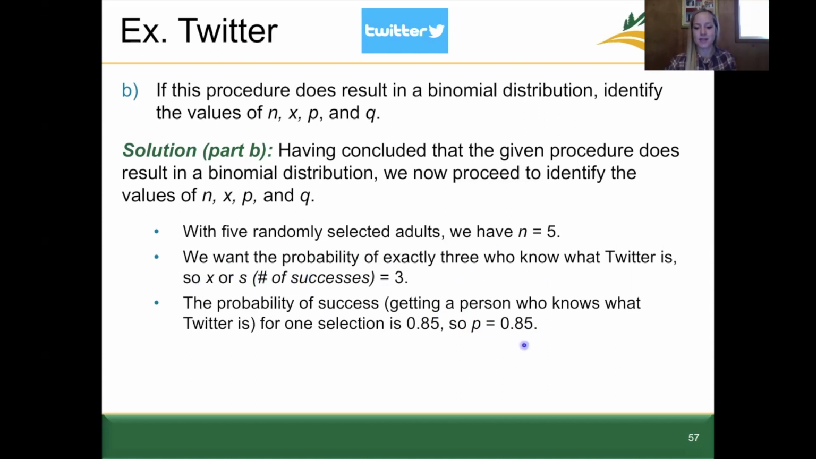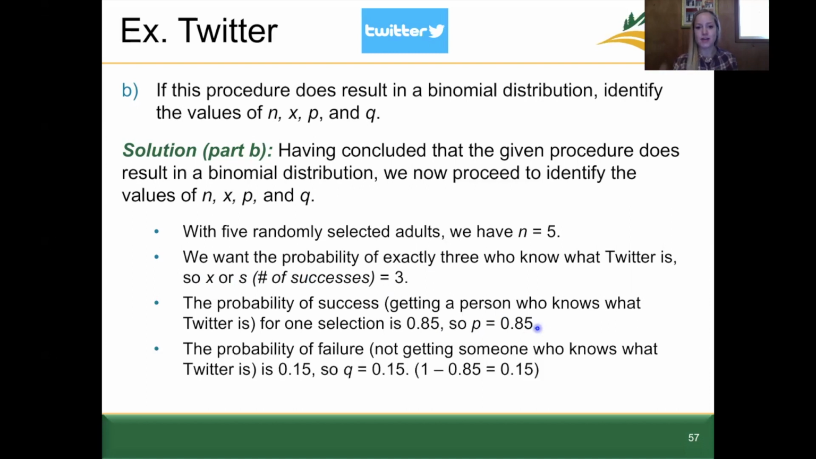Then P is also the probability that somebody knows what Twitter is. So those are all consistent. Then for Q, this is the complement. It's good to put this in wording. So the probability of a failure, what does the failure really mean? That's not getting someone who knows what Twitter is in this case. So the failure is associated with lowercase q. Lowercase q then is the complement of lowercase p. So lowercase q is 1 minus the value of p. So lowercase q, the probability of a failure, is 0.15.